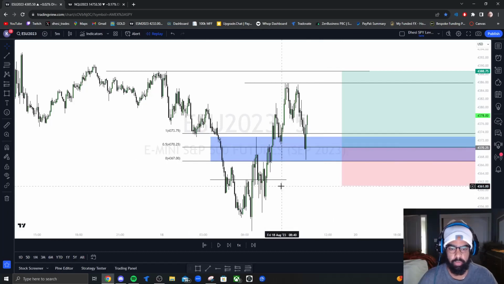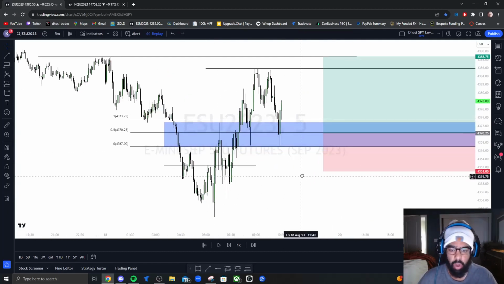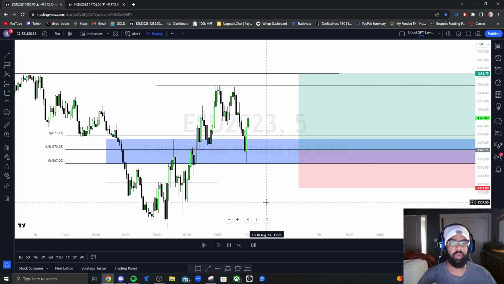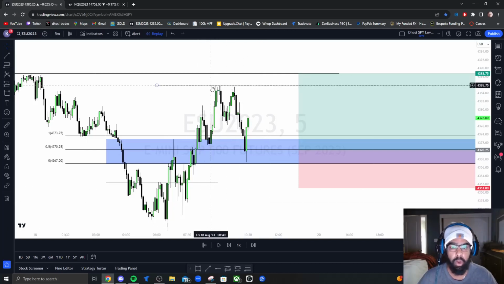Like I mentioned earlier in the video, the change of characters, all that good stuff, these inverse fair value gaps. And even right here, when the SMT cleared up, you can see that once we had this break, we are getting these fair value gap moves up. We're getting these order block moves up. So it's very nice.